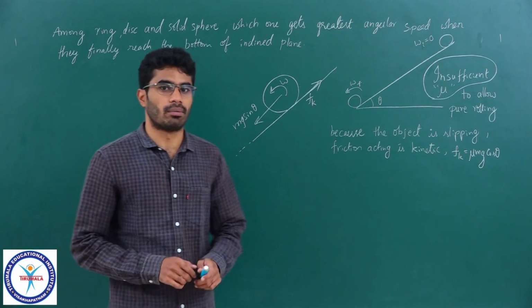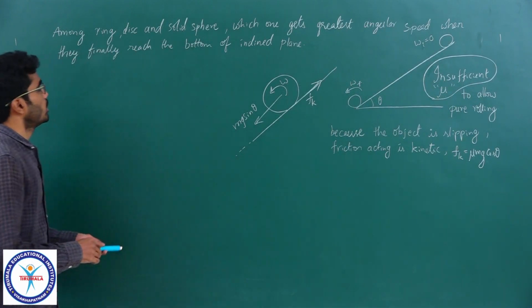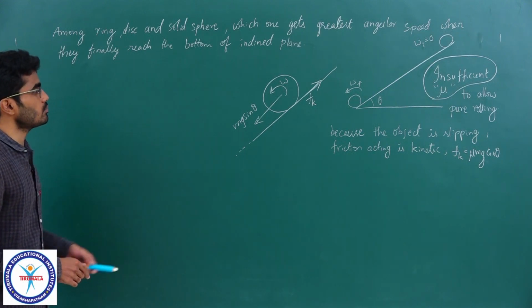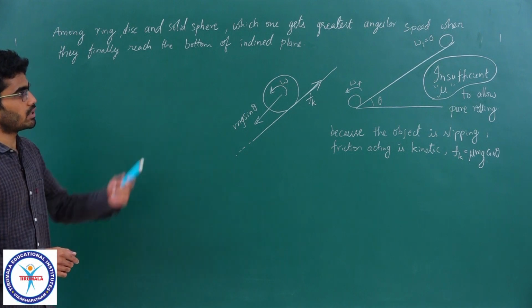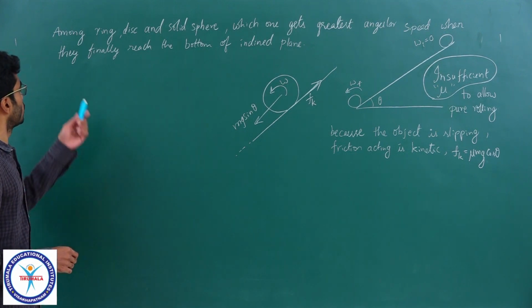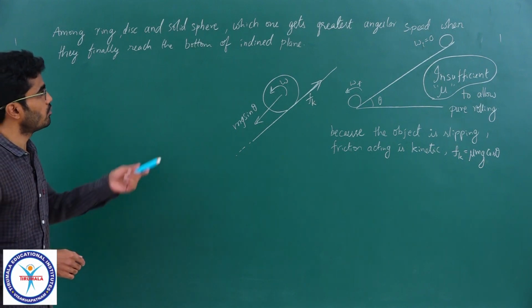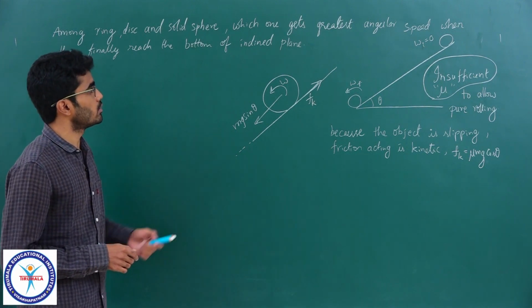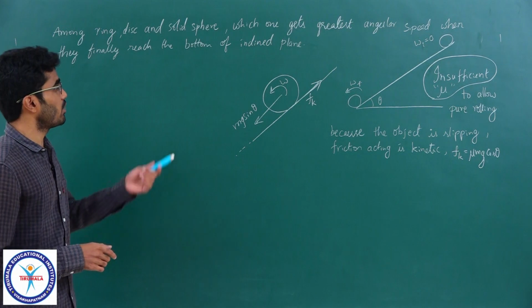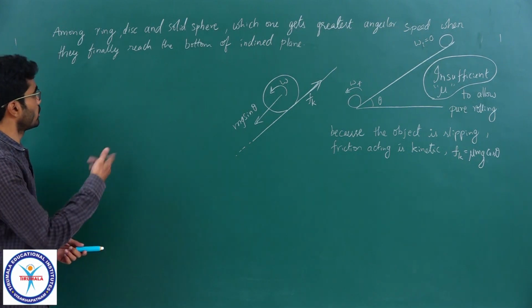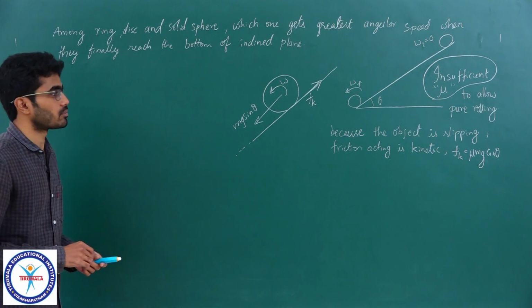Let us discuss another problem now. We have an inclined plane here, inclination is given by theta, and 3 objects are left at the top of the inclined plane. Among a ring, disc and a solid sphere, we have to calculate the final angular velocity and check which one gets the greatest angular speed when they finally reach the bottom of the inclined plane.